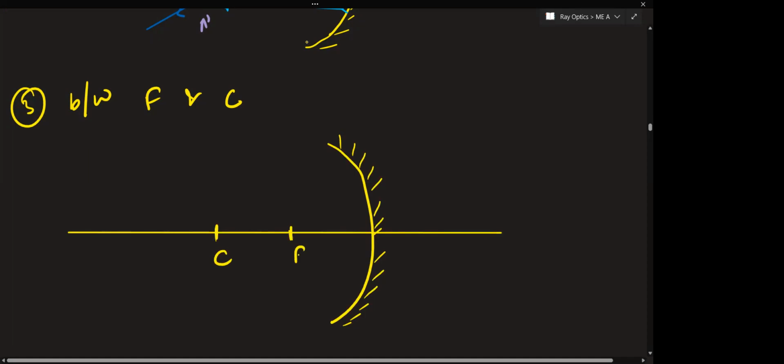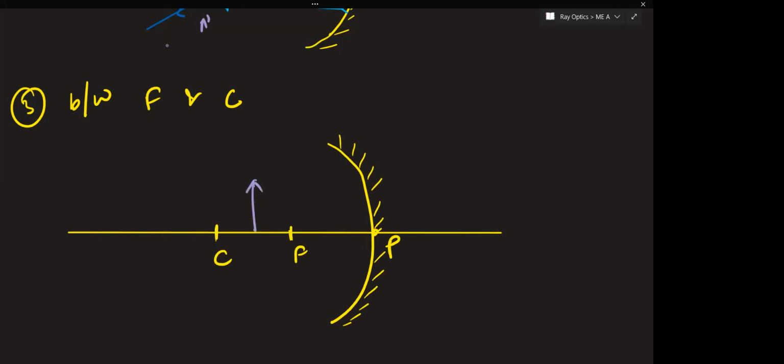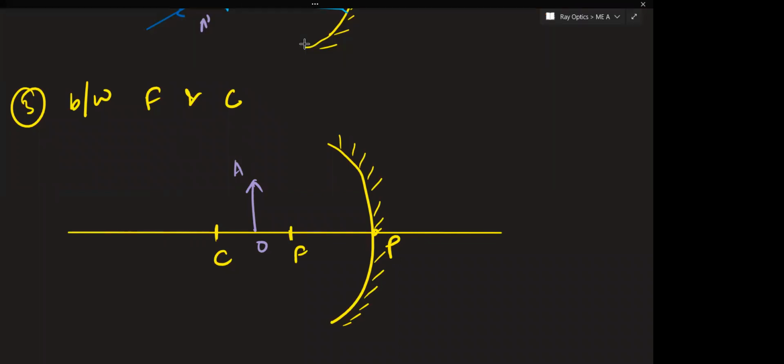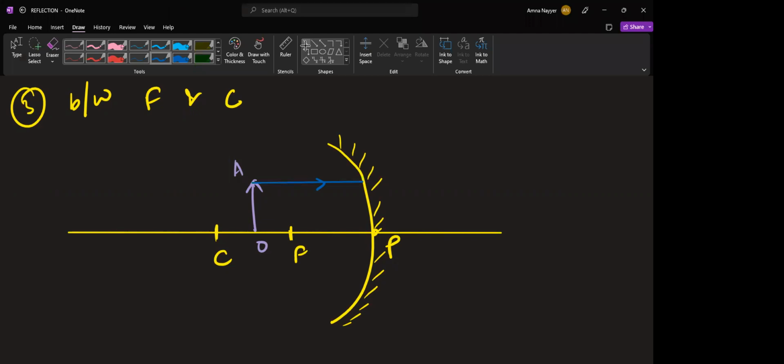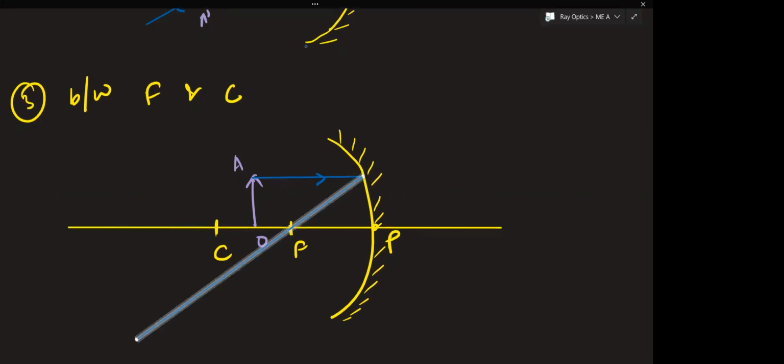This is the focus, this is the center of curvature, this is the pole. Now let's keep our object between C and F, anywhere between C and F. So this is OA. Now the rays of light that will come. The first ray will be parallel to the principal axis, therefore it will pass through the focus. Fine, this will pass through the focus.